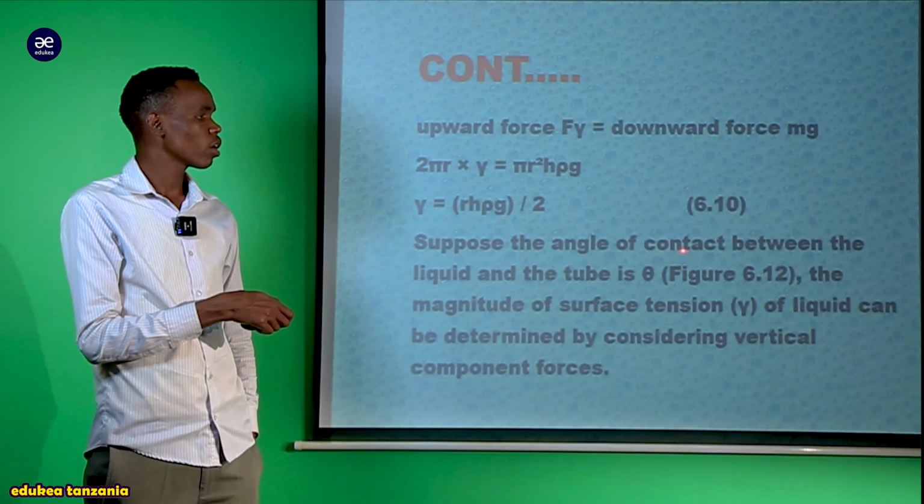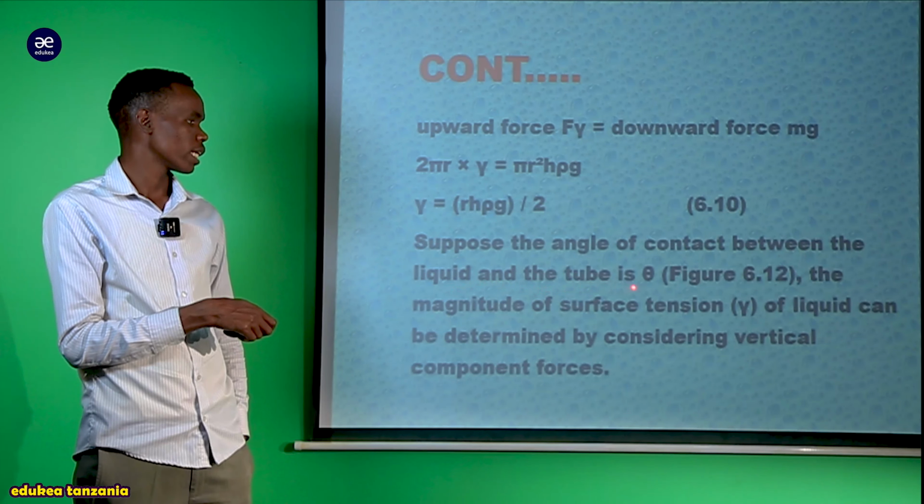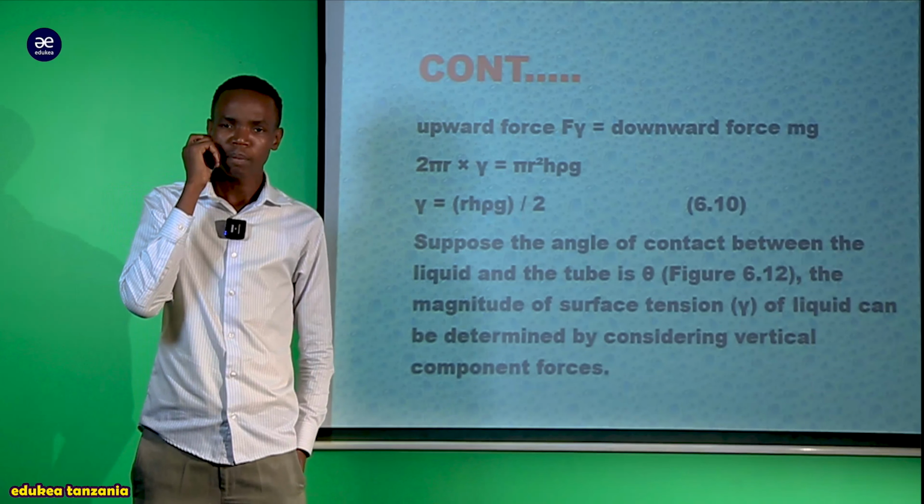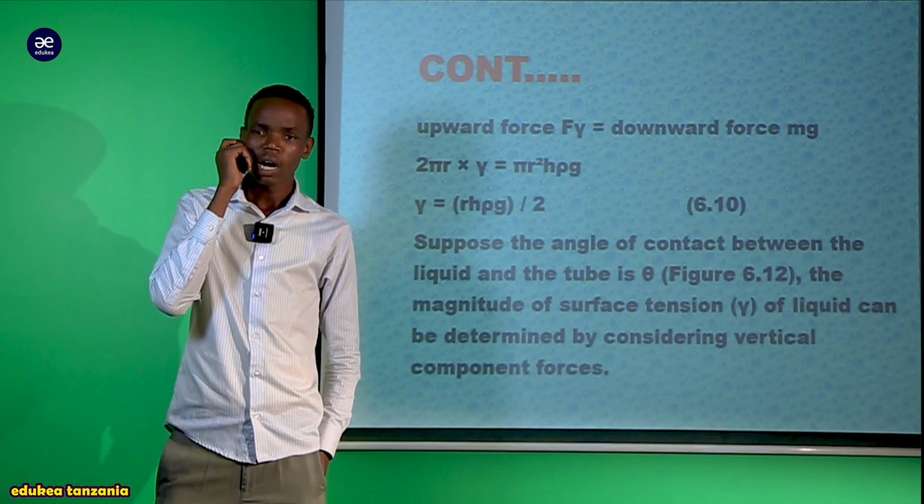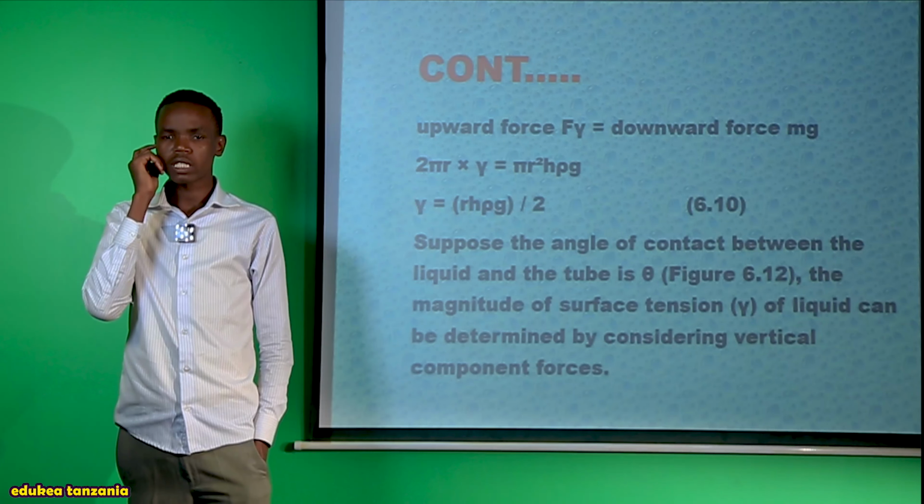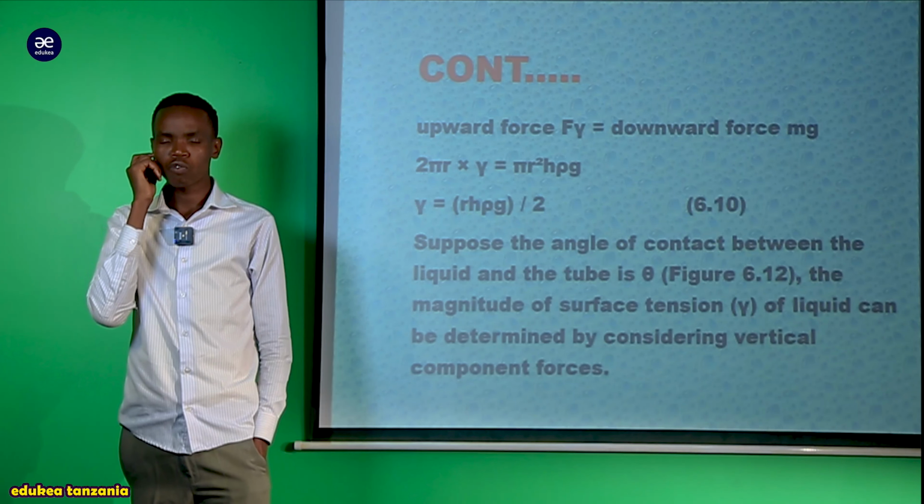Now, suppose the angle of contact between the liquid and the tube is theta. Let us assume that the angle of contact that occurs between the surface of the liquid and the surface of the solid is represented by the symbol theta, as shown in our figure number 6.12. Now, the magnitude of the surface tension of the liquid can be determined by considering the component forces, my dear student.